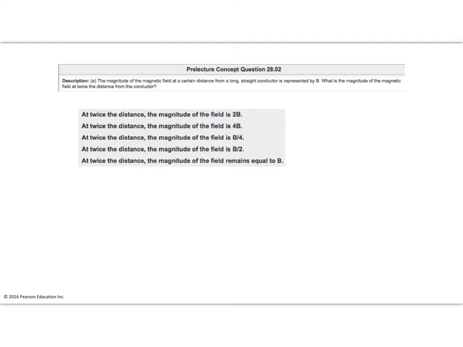So we would use the expression B equals mu naught I over 2 pi r. That's the expression for the magnetic field due to a long straight wire. And we're asked, if you say that at a distance of r, B is equal to B, then what's going to happen if r goes to 2r?